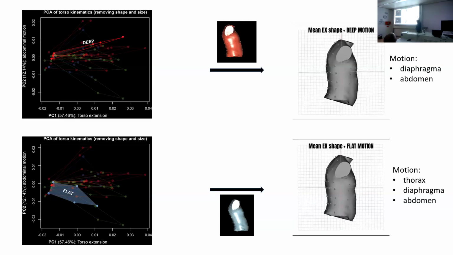And what we find here is that the deeper, which can somehow be thought of the increased depth that we found in Homo erectus, they use a different muscle activity pattern for forced and for exercise breathing than the flat ones. The deep ones seem to work mainly with the diaphragm and the abdomen, whereas the flat configuration also uses thorax in addition to the diaphragm and the abdomen.